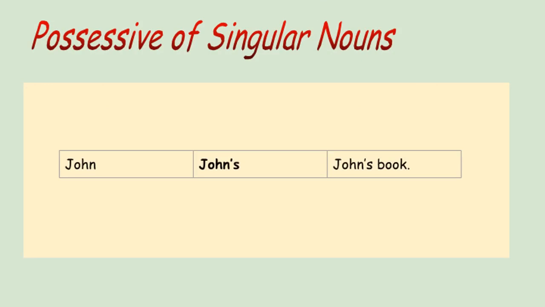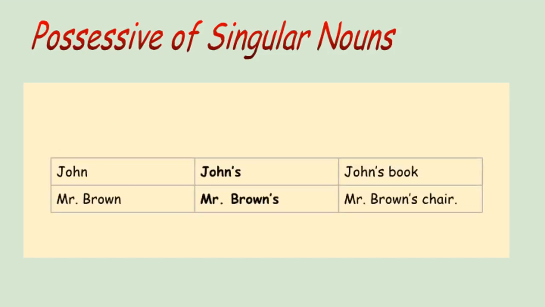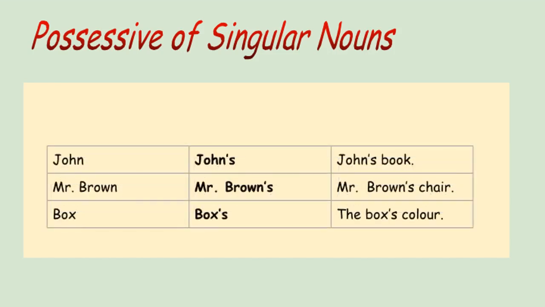John is a singular name. We form the possessive of John by adding an apostrophe s. John's book means the book belongs to John. Mr. Brown is a singular noun. To form the possessive noun, we add an apostrophe s to Brown. Mr. Brown's chair. Box is a singular noun. To form the possessive noun of box, we add an apostrophe s.